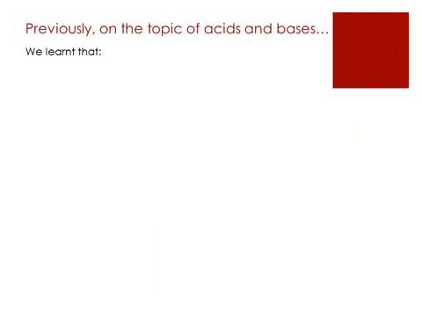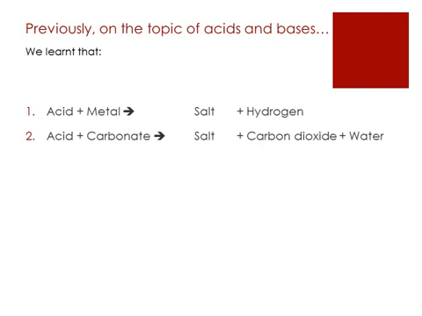Can you recall what we have learned previously in the topic acids and bases? Looking back on the chemical reactions of acids, we learned that acids react with metals to give salt and hydrogen. Acids react with carbonates to give salt, carbon dioxide and water. Lastly, acids react with bases to give salt and water.